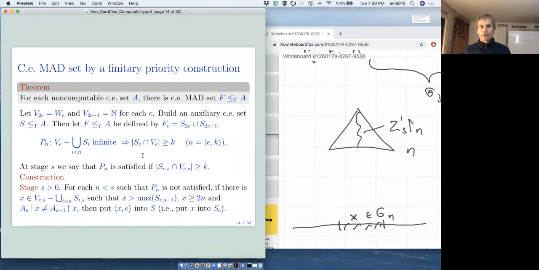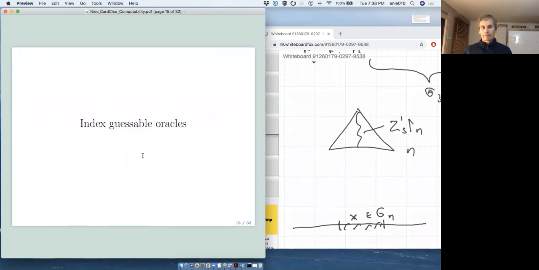So what about oracles that don't compute a MAD set? We have seen that they have to be non-computable. I mean, we have seen that no MAD set can be computable, but maybe every incomputable set computes a MAD set. Do we know that? The answer is no. There are other oracles that are non-computable but don't compute a MAD set.